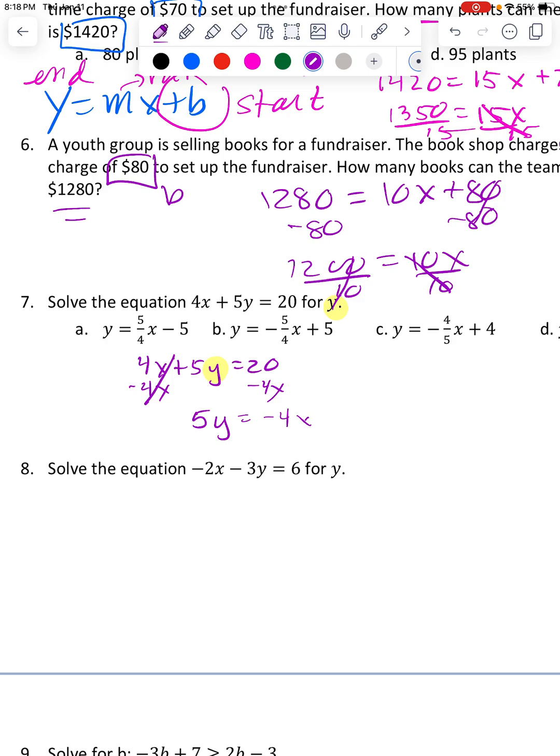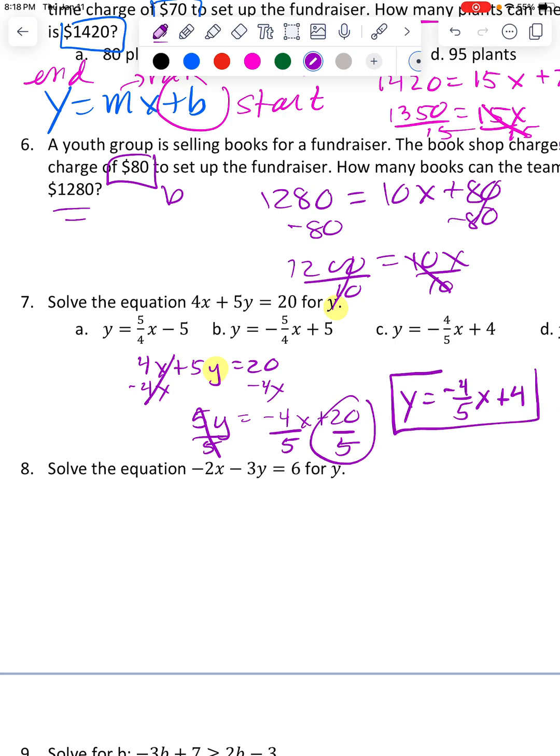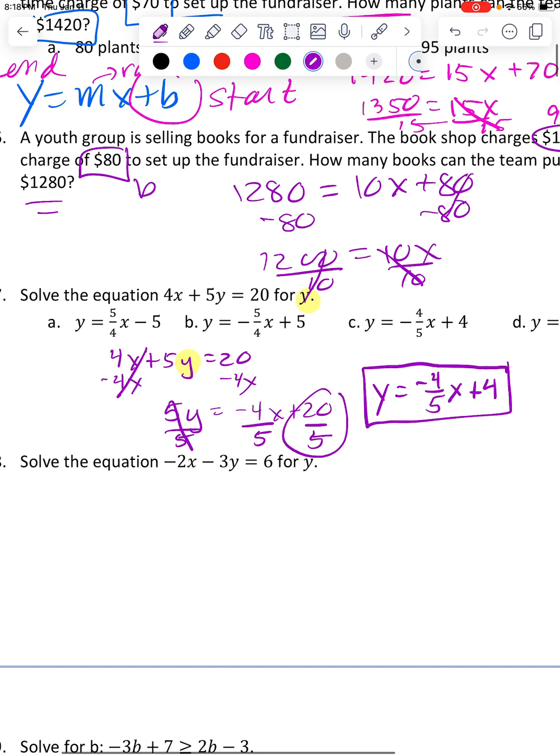5y equals negative 4x plus 20 is going to get the x over the other side, but now I need to divide out the 5, and it's easiest if you just do it by each piece. This turns into y. This stays negative 4 over 5x, and then 20 over 5 at the end. This piece will reduce down to be a 4. And if you're not great with that, you have a calculator to help you. So then you will be great with that. So that matches answer C.